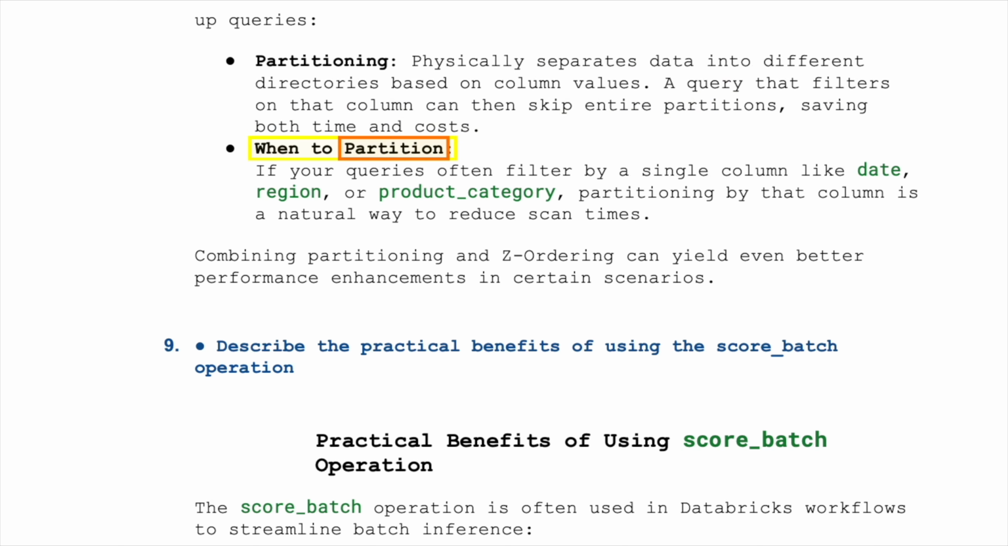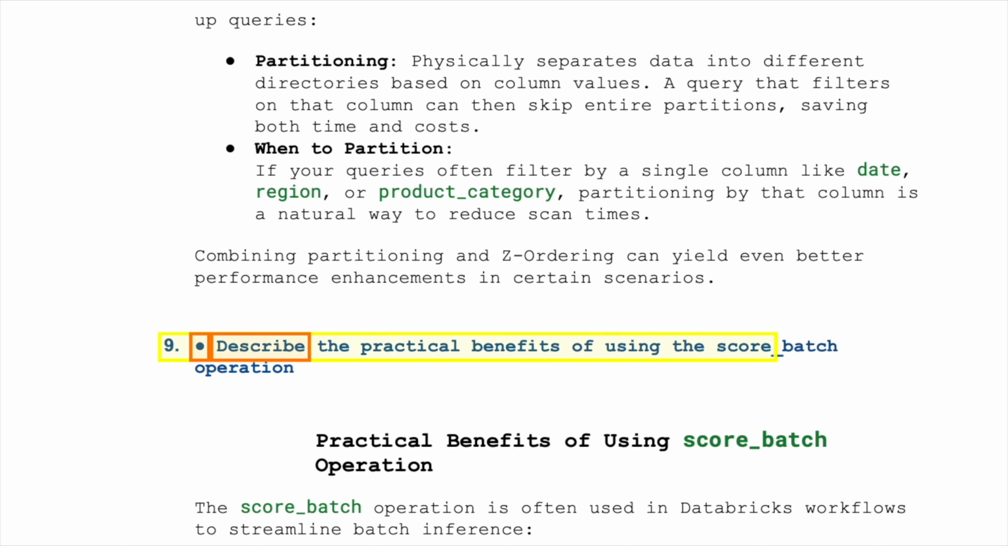When to partition: if your queries often filter by a single column like date, region, or product_category, partitioning by that column is a natural way to reduce scan times. Combining partitioning and Z-ordering can yield even better performance enhancements in certain scenarios.